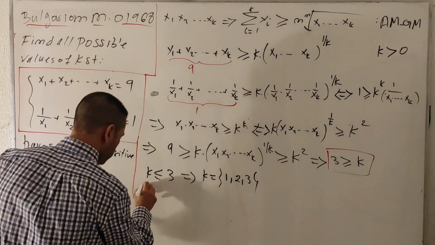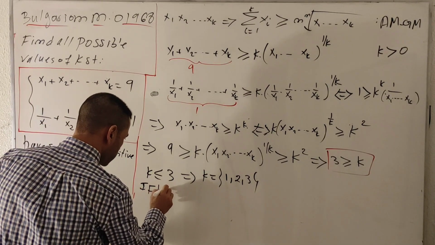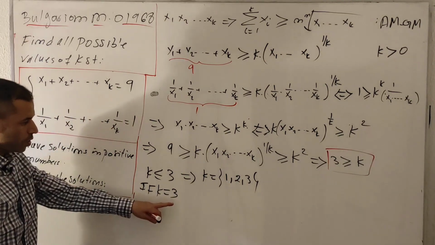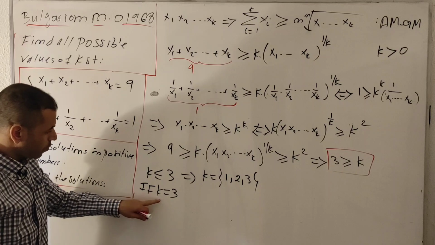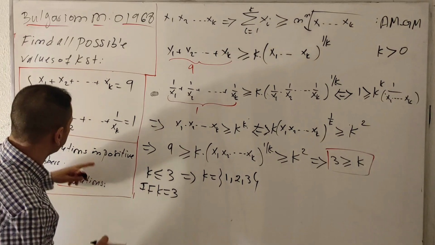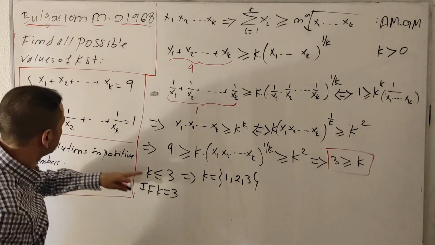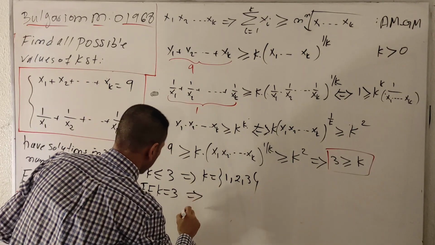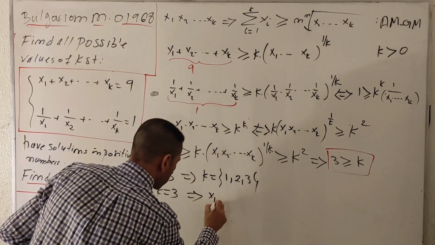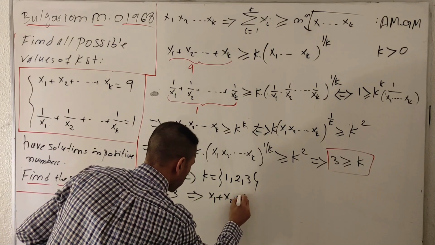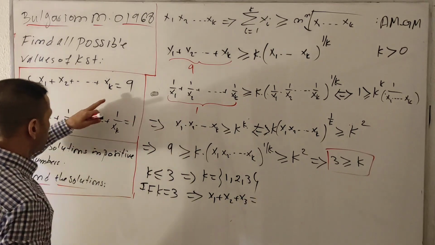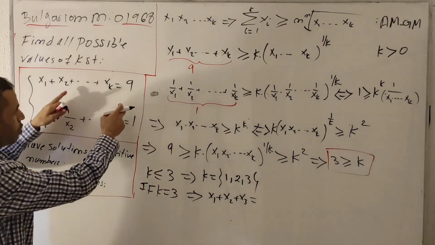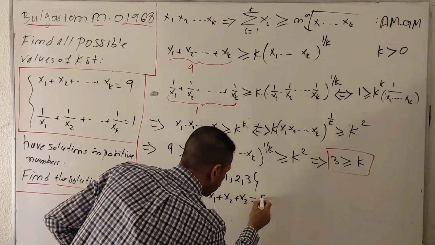If k equals 3, I'm going to start with the big one and come down. If I replace k with the number 3, I will have 3 terms here, because k is dependent on the number of terms. So this one is giving me x1 plus x2 plus x3, and whatever the terms are, you will have the sum of 9.